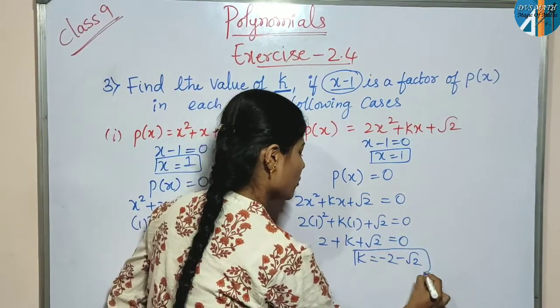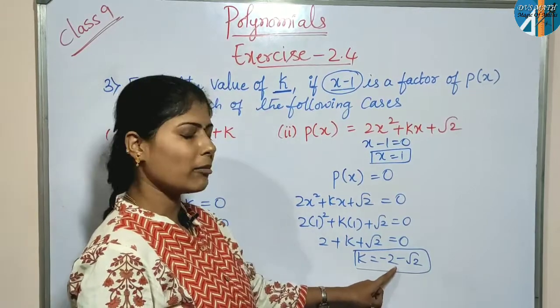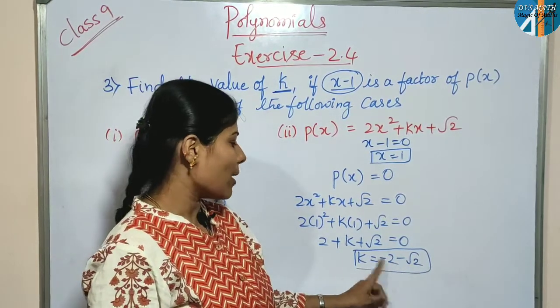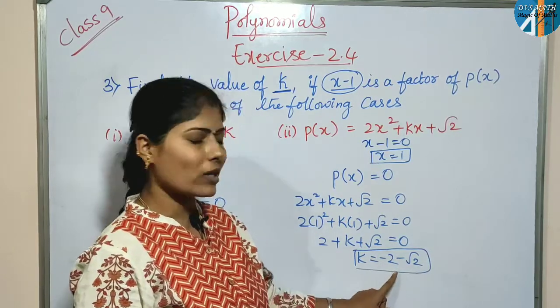So what is the value of k here? k is equal to minus 2 minus root 2. In this you can take minus common also, and you can write minus. If you take minus common, it becomes 2 plus root 2. You can write like that also, otherwise you can stop here.